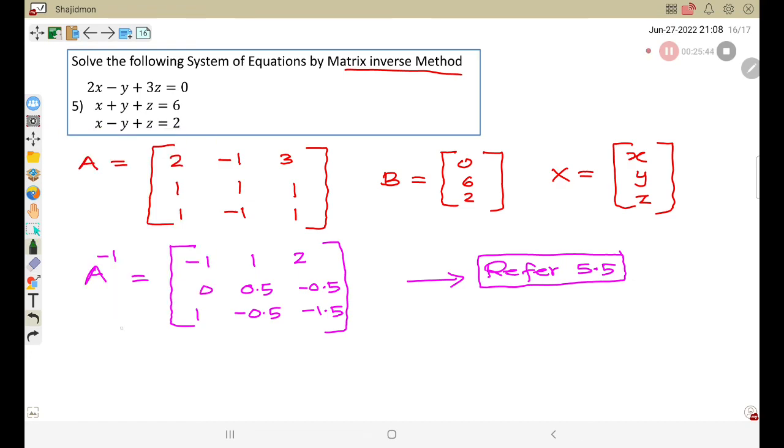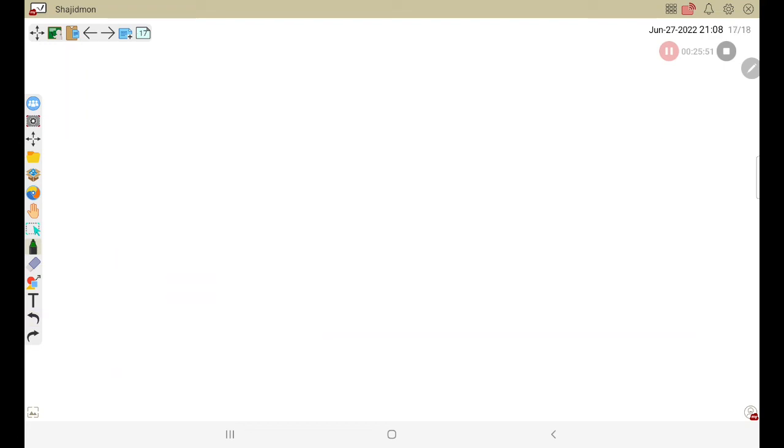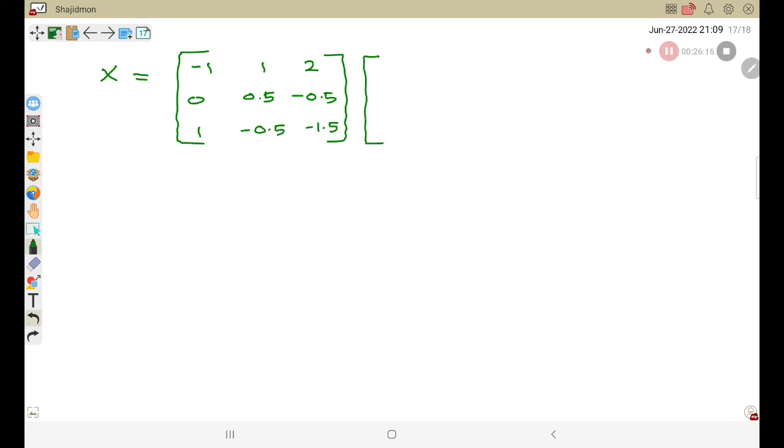Now we can do the solution. X equals A inverse matrix multiply B matrix. Correct? That means X equals, what is the A inverse matrix? Just now we wrote minus 1, 1, 2, 0, 0.5, minus 0.5, 1, minus 0.5, minus 1.5, multiply with B matrix 0, 6, 2.